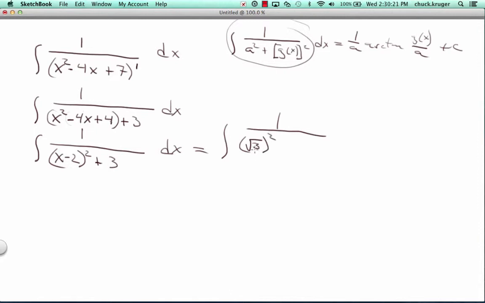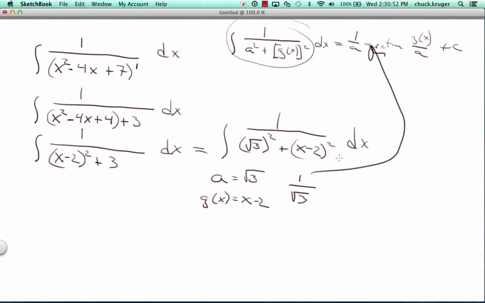Well, that's the square root of 3, plus x minus 2, the quantity squared, dx. Now let's take a look. Is the derivative of this? And it is. The derivative of x minus 2 is 1. So that means a is equal to the square root of 3, and g of x is a binomial. It's x minus 2. And so when I solve this, it's going to be 1 over the square root of 3. Again, I am using this form up here, times the arc tangent of x minus 2, that's my g of x, over the square root of 3 plus c.